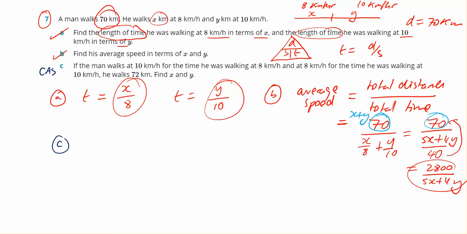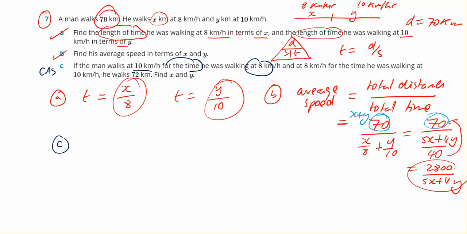Okay, so if a man walks at 10 kilometers per hour for the time he was walking at 8 kilometers per hour, and 8 kilometers per hour for the time he was walking at 10 kilometers per hour, he now walks 72 kilometers. Find x and y. Okay, that's a bit of a mouthful. So let's digest it. So if he walks 10 kilometers per hour for the time he was walking at 8 kilometers per hour, so he's done a switcheroo.